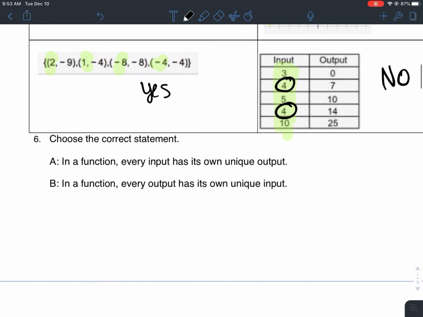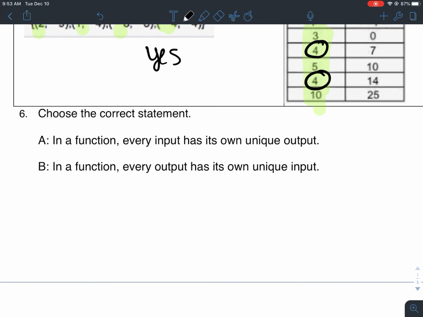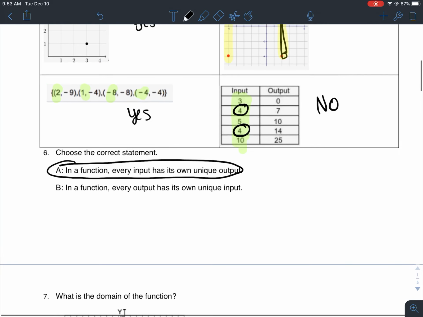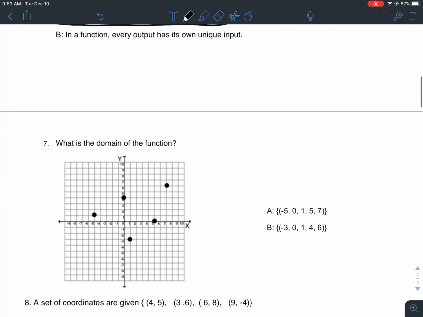All right, so choose the correct statement. For a function, every input has its own unique output, or every output has its own unique input. This is just vocabulary. Every input has its own unique output is the wording on that.